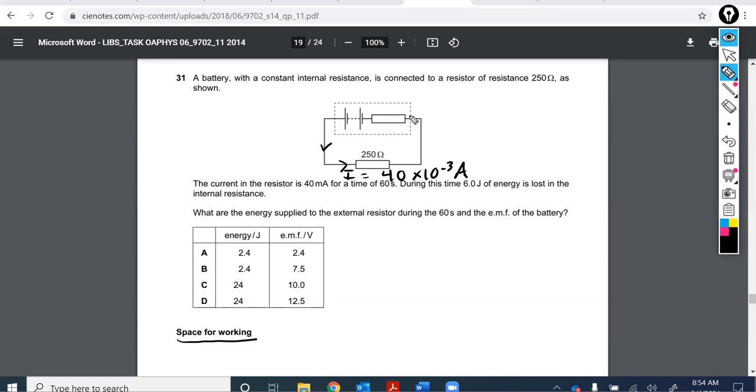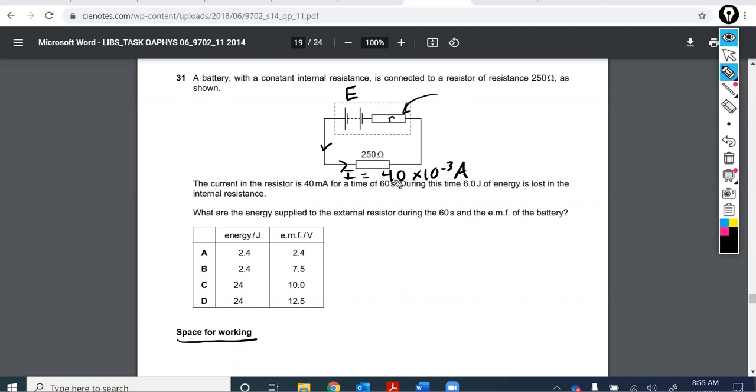So there's going to be 40 milliamps going through this internal resistor. We don't really know what it is, we just know it's constant. So that's R. This EMF here, let's call it E for EMF, and whatever number it is will go here. And we want the energy supplied to the external resistor during the 60 seconds. It just tells us that there's 6 joules of energy lost here.